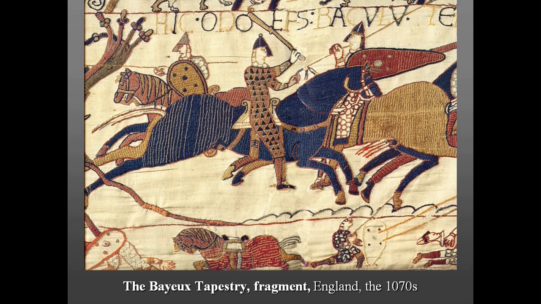The next item we are going to consider is the Bayeux Tapestry. It is an embroidered cloth nearly 70 meters long and 50 centimeters tall. It depicts the events leading up to the Norman conquest of England. It is thought to date to the 11th century, within a few years after the battle.